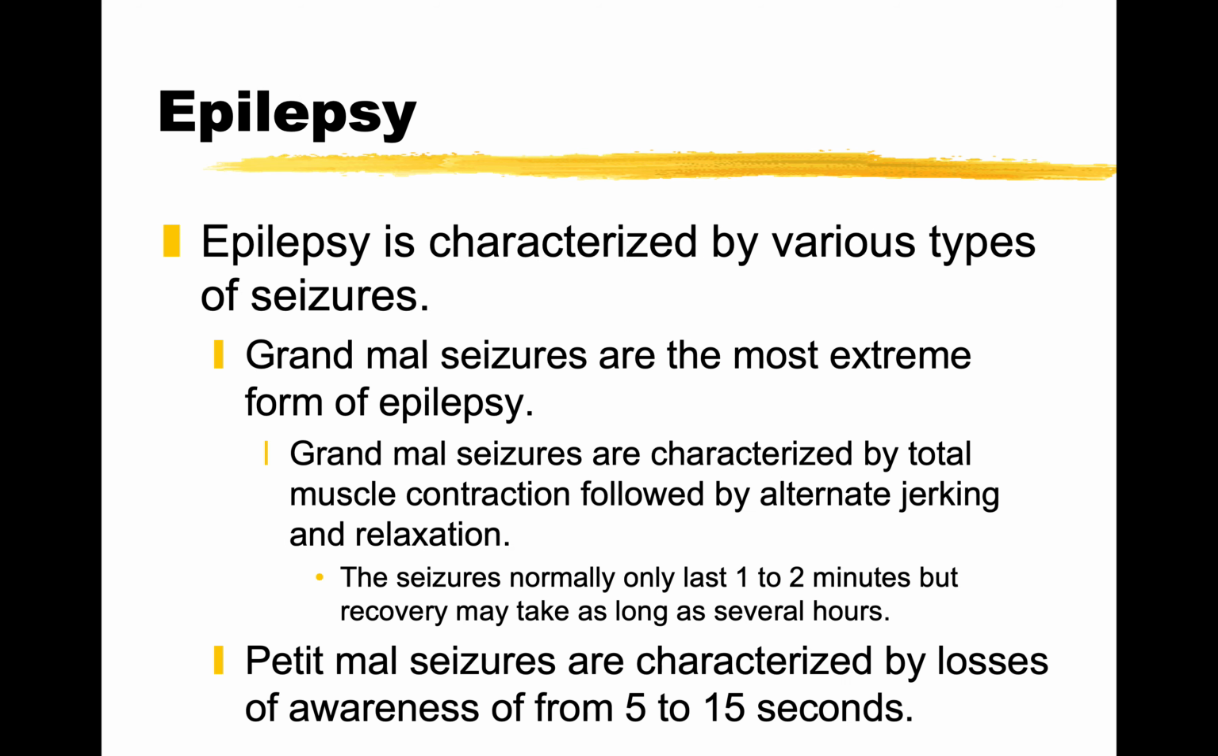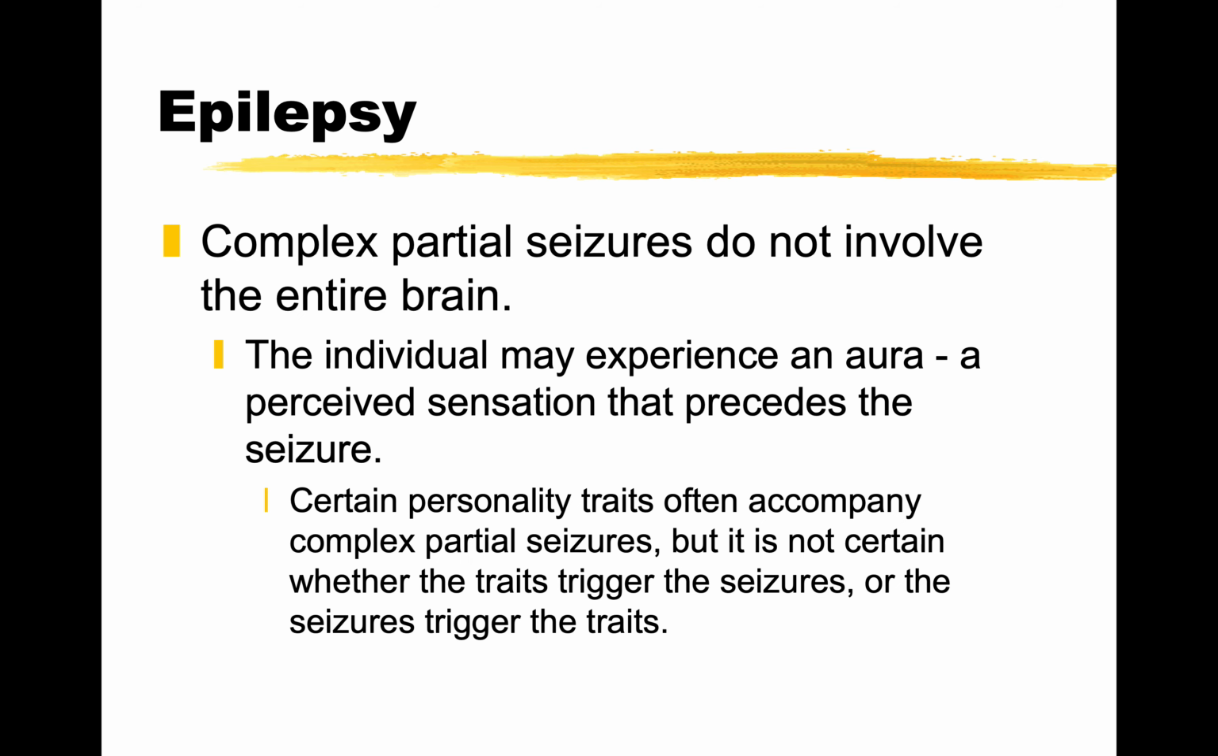Epilepsy is characterized by various types of seizures. There are 2 basic types of seizures. The grand mal seizures are the most extreme form of epilepsy. Grand mal seizures are characterized by total muscle contraction followed by alternate jerking and relaxation. The seizures normally only last 1 to 2 minutes, but recovery may take as long as several hours. Petit mal seizures are characterized by losses of awareness of from 5 to 15 seconds.